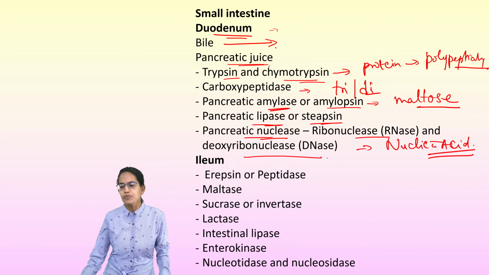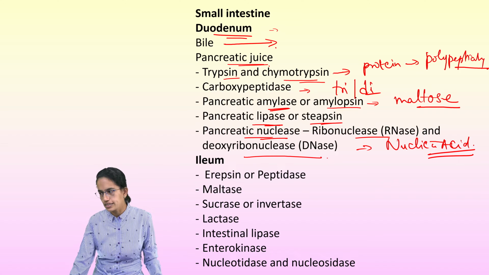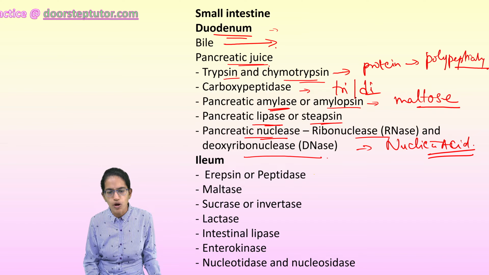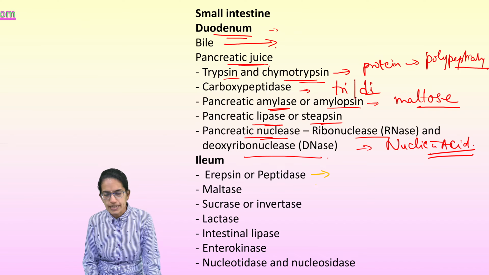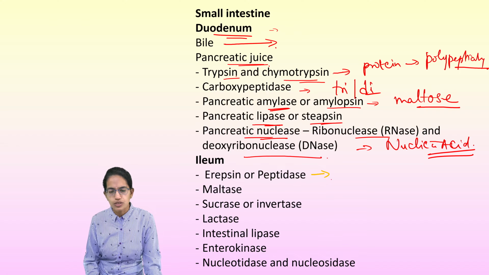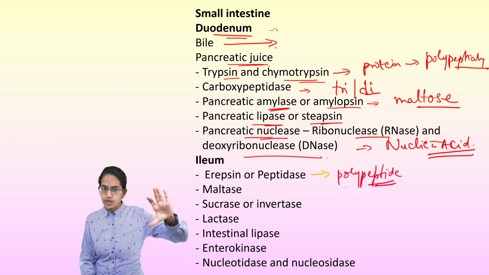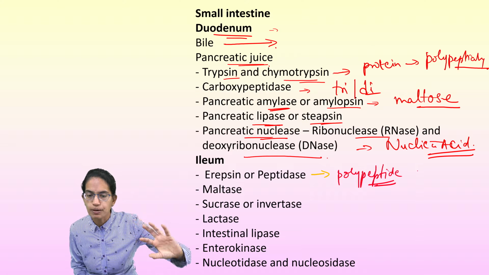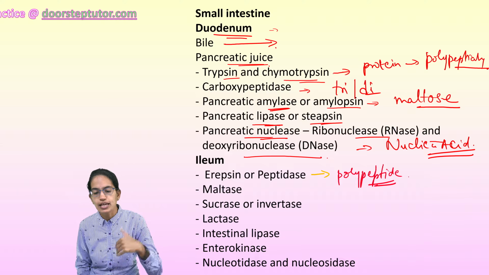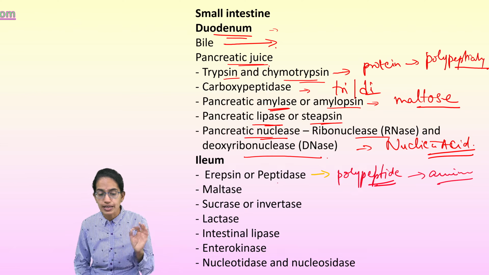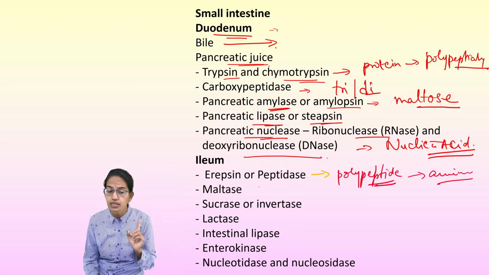The next is the ileum. The ileum secretes succus entericus, and it breaks down the various components very interestingly. So the breakdown under the ileum is important. The first breakdown is by erepsin or peptidase, which breaks down polypeptide into amino acid. What is important is that till the time of duodenum, proteins are broken down into polypeptide, di or tripeptide, and then they are further broken down into amino acid by erepsin or peptidase, which is released in the ileum.